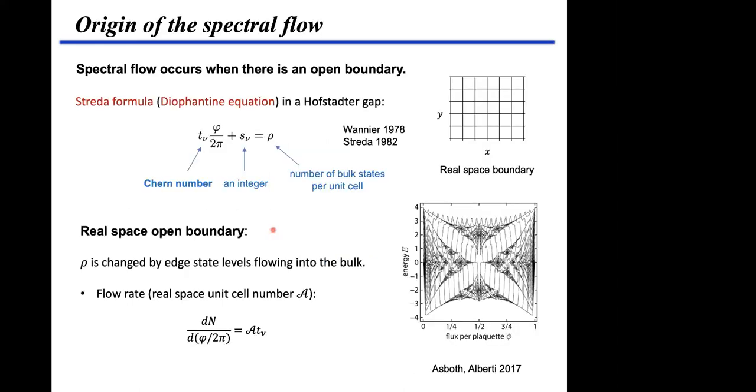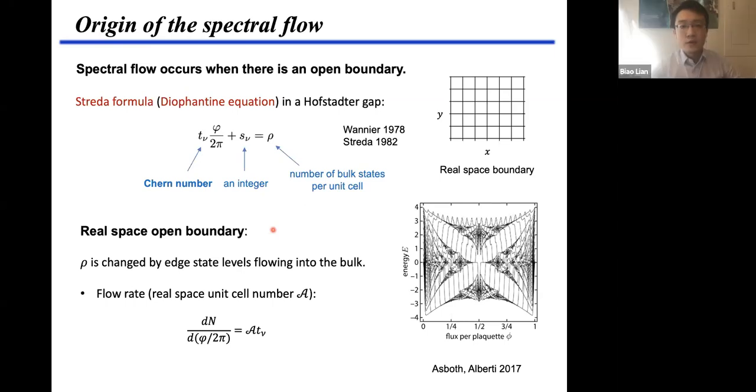Okay. Now let me talk about the origin of the spectral flow in a more detailed way. Basically, the spectral flow would always occur in a magnetic field when there's an open boundary. This can be understood from the Streda formula or the Diophantine equation. There are multiple equivalent names for such an equation.